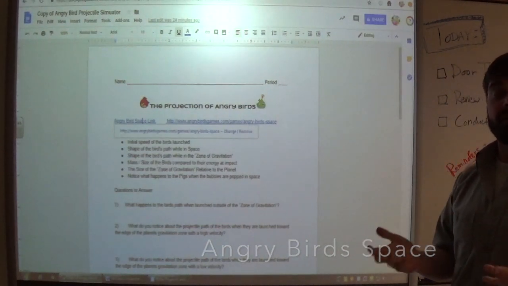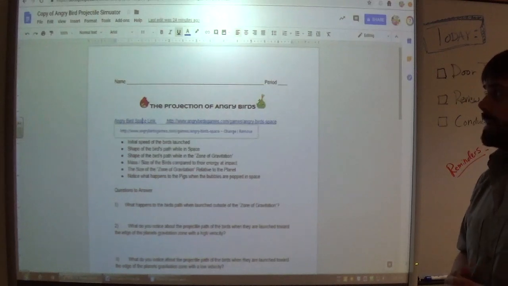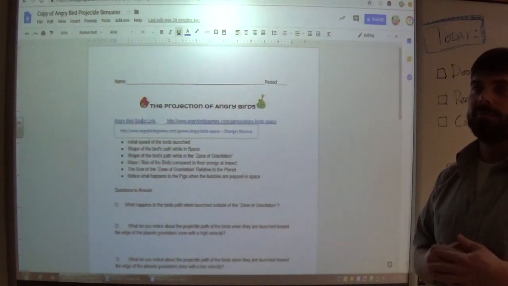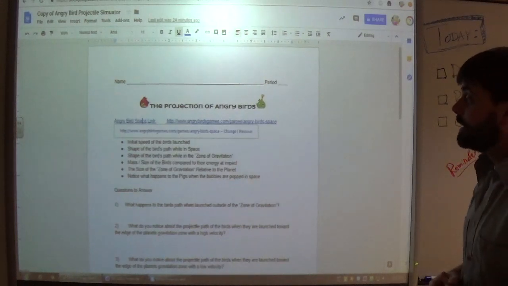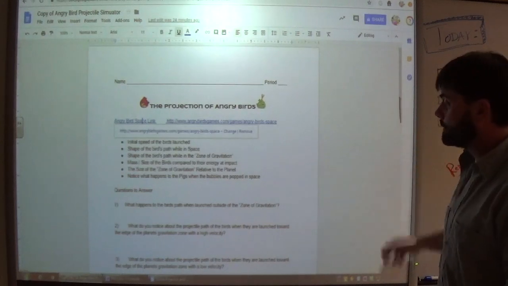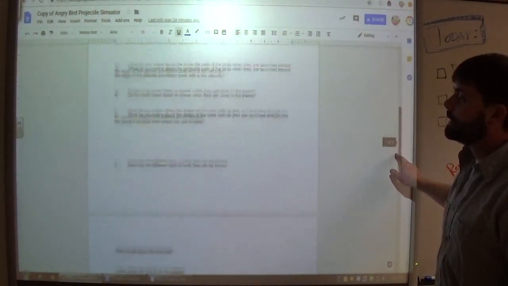Even though this is kind of a fun game, it has a pretty good representation of how objects orbit and how gravity pulls things in circles without being real heavy on the math. So basically all you do is go to the website, play through Angry Birds, and answer some of the questions based upon what they give you in here.